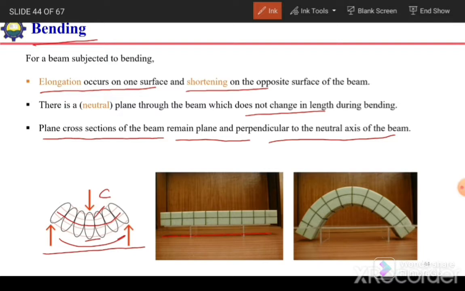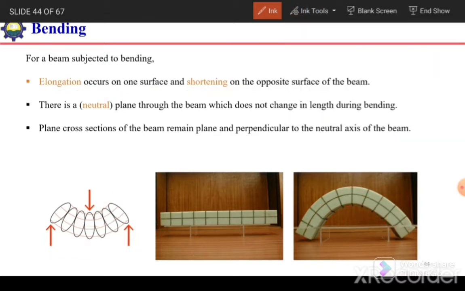So here we have a beam and we have marked the neutral plane as well as the vertical section. So if we bend it, at the bottom there will be compression and the fibers will be shortened, and at the top there will be tension and the fibers will elongate. And this neutral axis will remain unchanged. And here the sections are straight, so sections are plane. There is no distortion on the section. Similarly, these sections are perpendicular to the neutral axis.